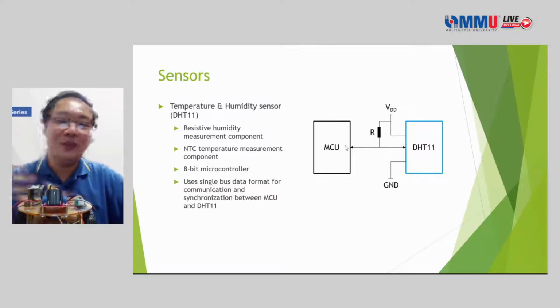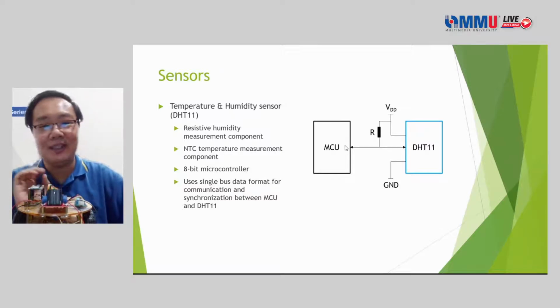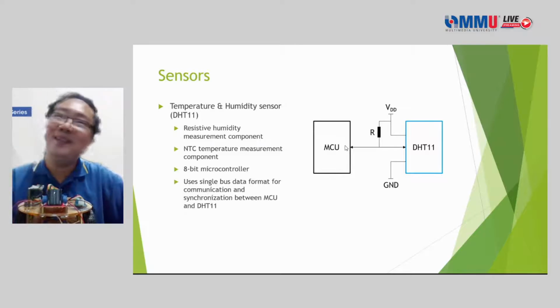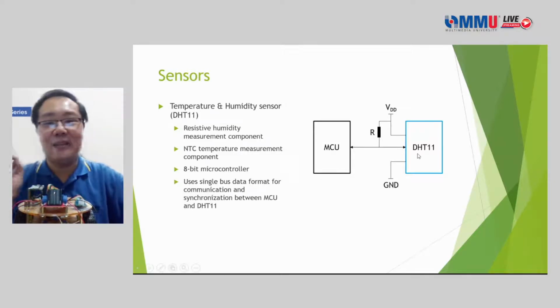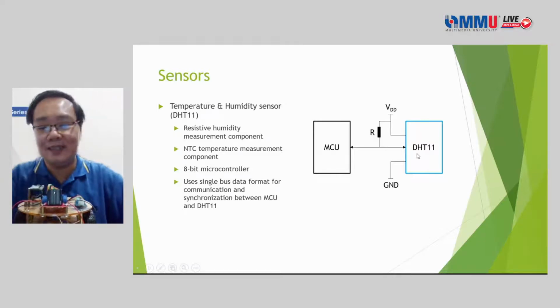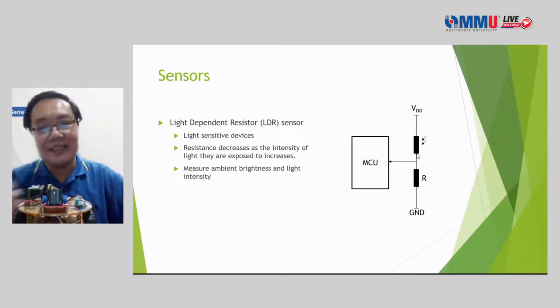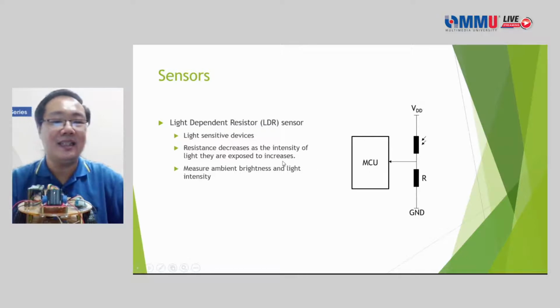So once again, if you are using Arduino, life is quite simple. The DHT library is also available, so you can download the library and then use it in order to obtain the sensor reading. Another sensor that we are using here is the analog sensor, the light dependent resistor sensor. Basically, this sensor changes its resistance value based on the light intensity. So the higher the ambient light intensity, the lower the resistance.